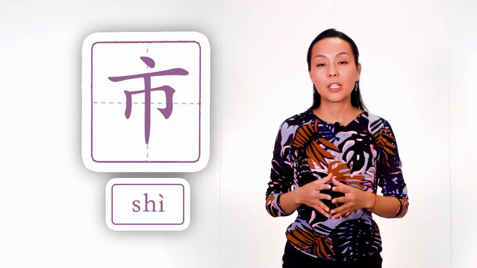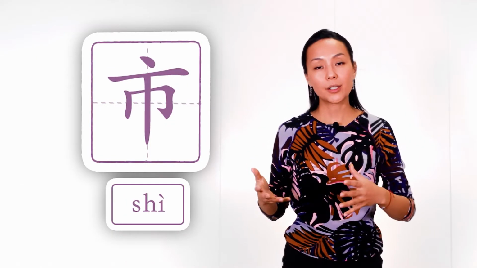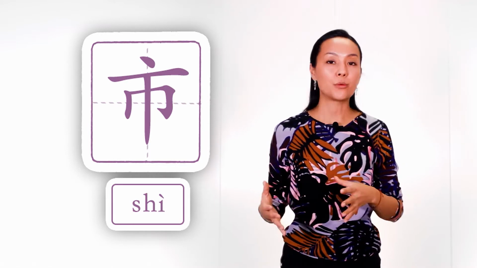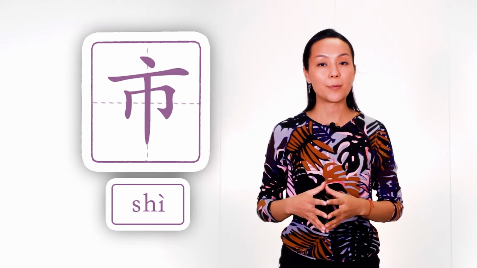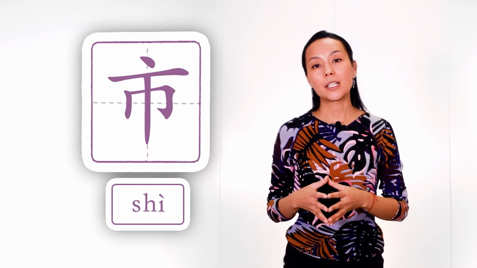Now let's study characters with this radical. The first example is the word market, shi. We see a piece of cloth here because, you remember, in markets we have different artisans who have banners with information about their things and goods. That's why shi, market, has this radical.